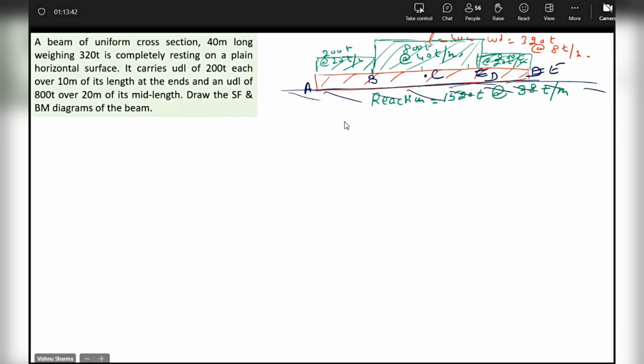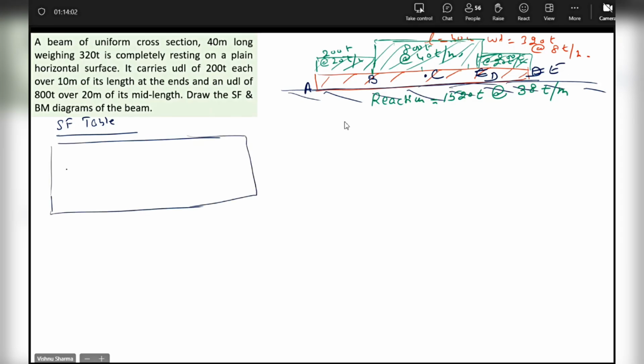I'm taking an intentionally extra point, but you are absolutely right. It can be done with 4 points. It's not required. We'll skip C for the time being. Never mind, I've just named point C. Let us make the SF table with 4 points. We'll skip C since C is actually not required. SF will be in tons. A, B, I'm skipping C, then D and E.